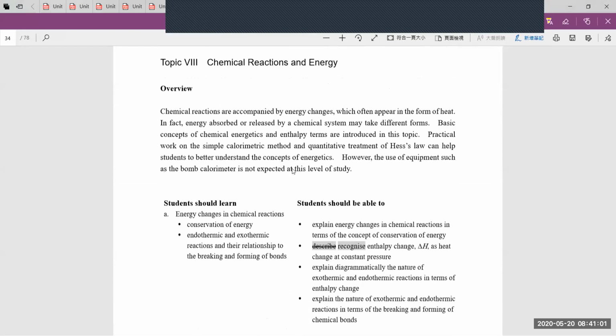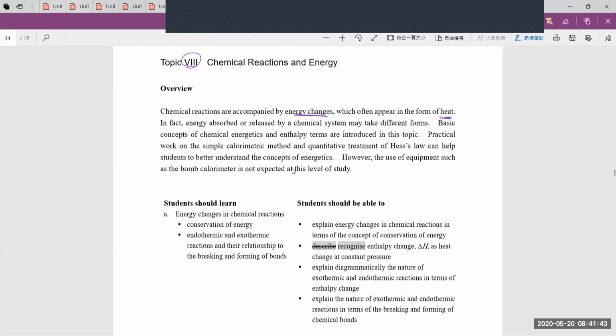So, shall we take a look at topic 8, chemical reactions and energy. When we talk about energy changes in chemistry, in particular we talk about heat. For work done, you know that exists, but for some reactions involving gas production or consumption, don't worry. Most of the time, chemical changes involve the taking in of heat, which we call an endothermic reaction, or the release of heat, which we call an exothermic reaction. So we have two concepts introduced in this topic.